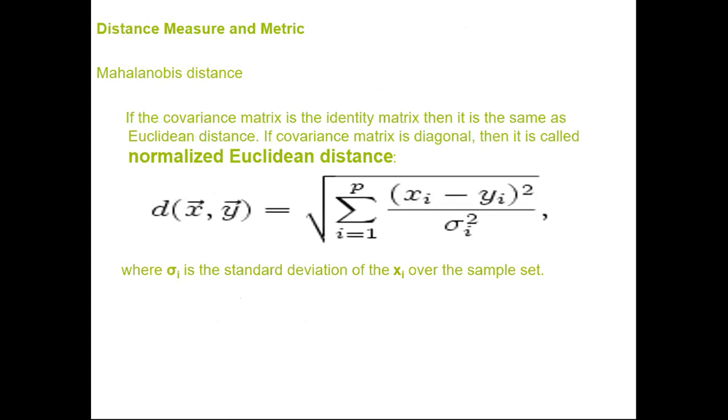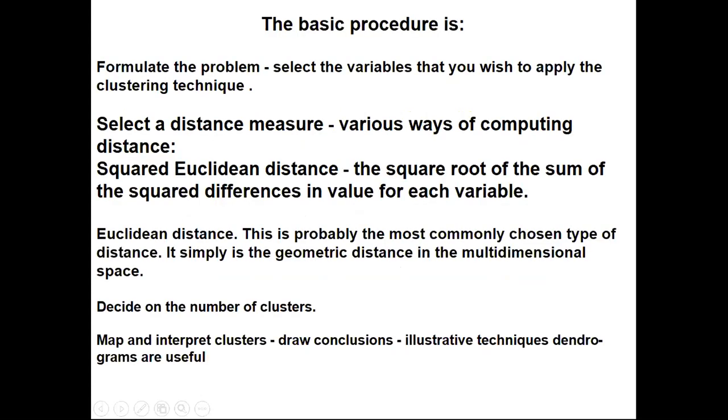Right? So normalized Euclidean distance is also calculated. These are the normalization: xi minus yi whole square by sigma i square. So this is for normalized vectors. We just take it here, and this is how you calculate this.